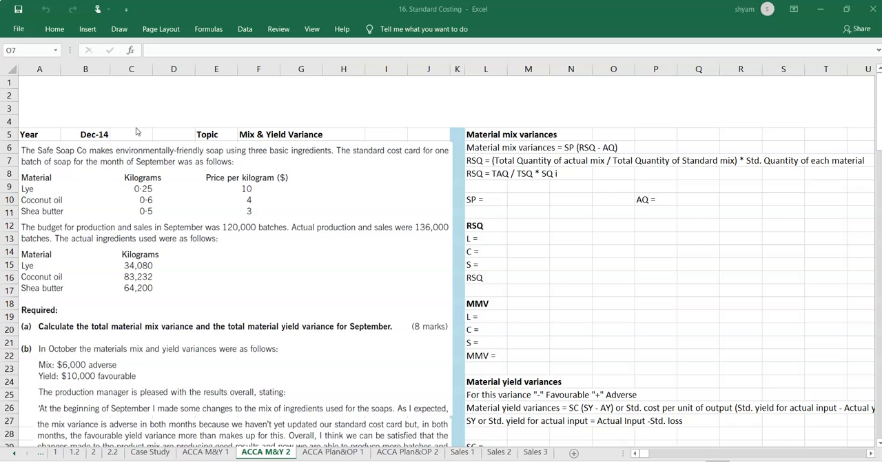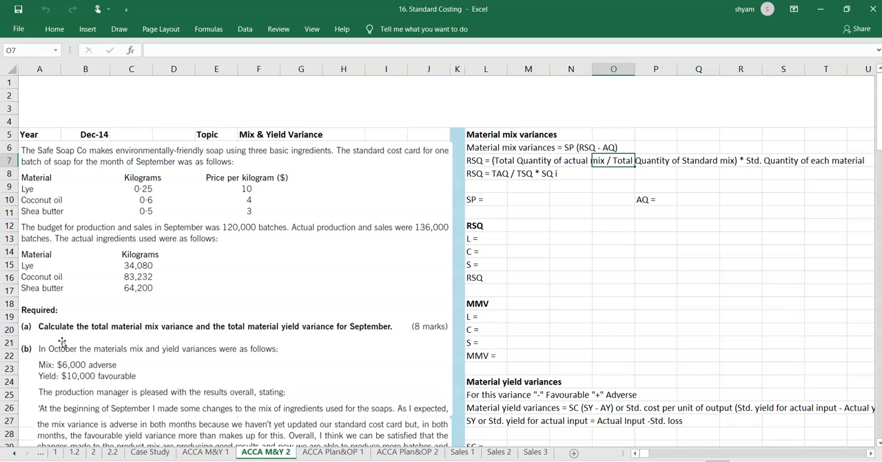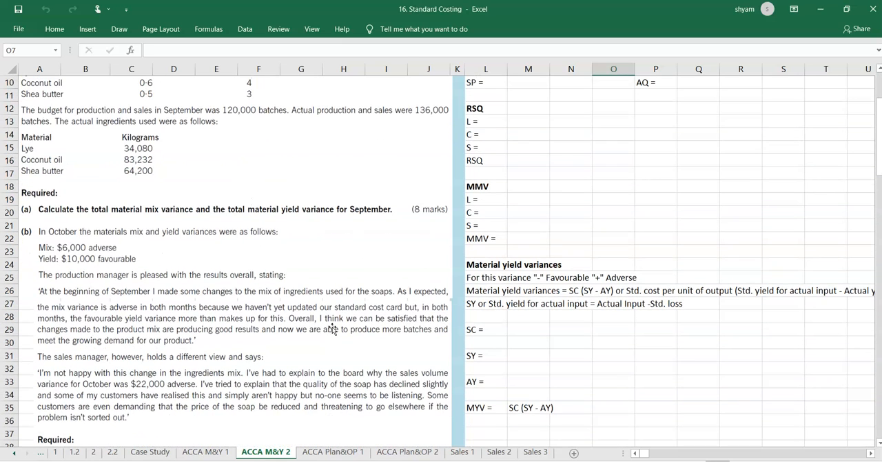So in this problem, we are going to discuss mix and yield variance again. This question was asked in the December 2014 ACCA exam. Let's start from the required. Calculate the total material mix variance and the total material yield variance for September. It's an 8-mark question. First we'll finish this part, and thereafter we'll move to the second one.